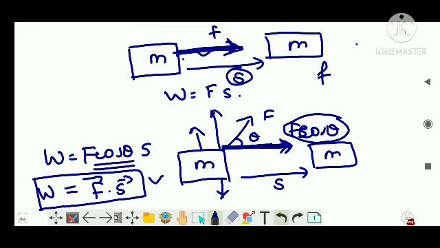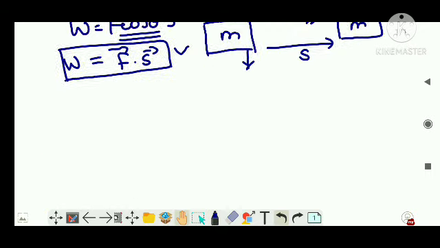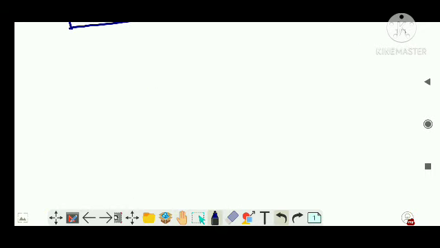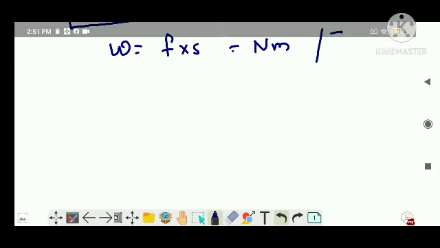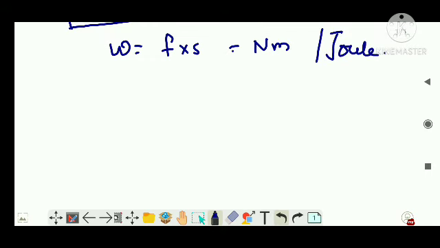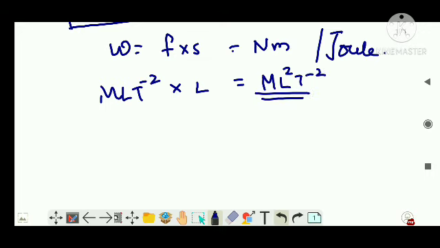Clear? Better to study by this equation. Clear? Right? And if someone asks you what is the unit of force or unit of work? Work is equal to force into displacement, that is Newton into meter, or the basic unit is joule, right? And what is the dimension formula of work? Force is MLT raised to minus 2, displacement is L, so the dimension formula is ML squared T raised to minus 2, right? Now some of the cases you have to learn.